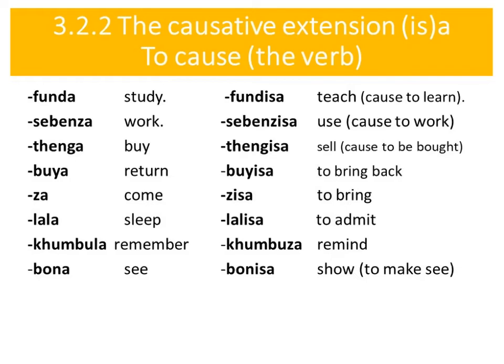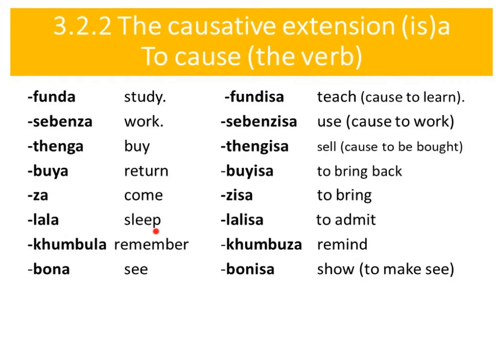Sebenza is work, where sebenzisa is to use something, you're causing something to work. Tenga is buy, and then obviously tengisa, causing something to be bought, so that is sell. Buya is return, where buyisa is to cause something to return, so you're bringing something back. Za means come, where ziza, you cause somebody to come, so to bring.